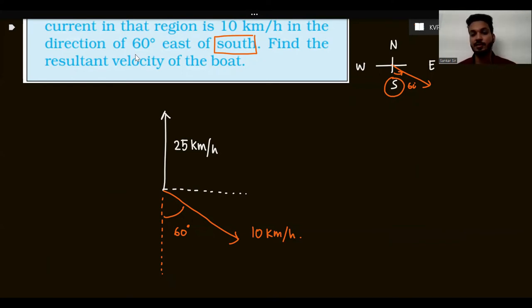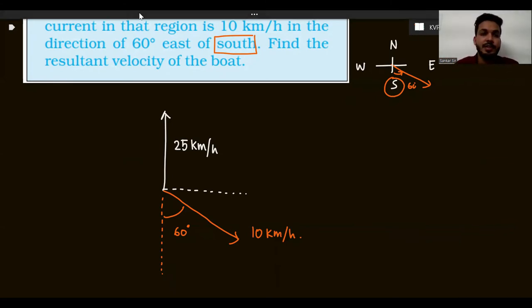I taught this in class. It's not 60 degree. The angle between the 25 kilometer per hour vector and the 10 kilometer per hour vector is 120 degree. So you'll have to find out cos 120 degree, and cos 120 degree is equal to minus half. You can try using that process also, but I'm going to take components because in the component method, you will never have any mistakes.